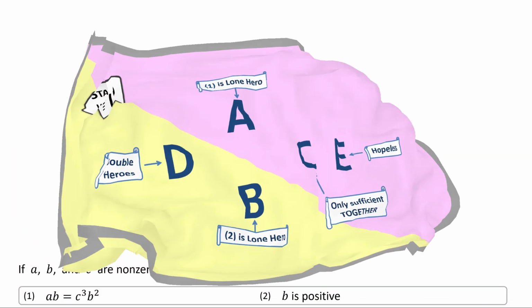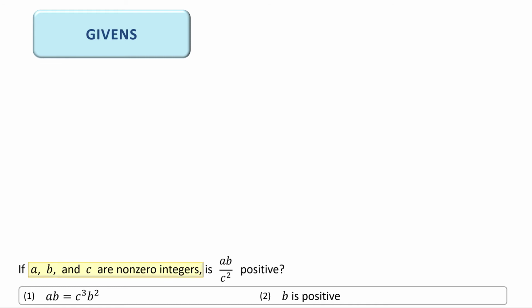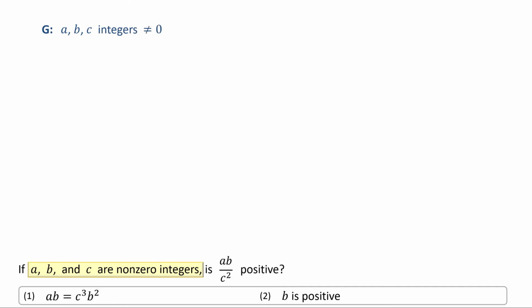Alright, let's put that aside and consider our very last example. This one reads, if A, B, and C are non-zero integers, is AB over C squared positive? Statement 1 is an equation involving AB, and statement 2 tells us that B is positive. As always, stage 1 of our solution is to process the givens. Here the given information is that A, B, and C are non-zero integers. So, next to G for givens, let's write A, B, C integers not equal to 0.